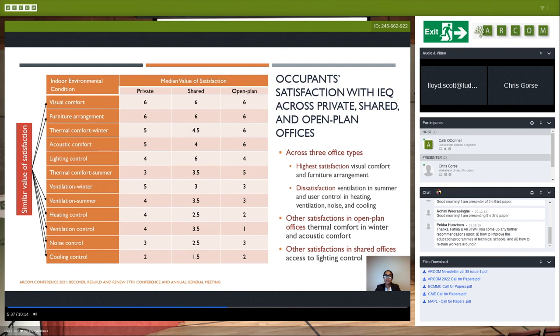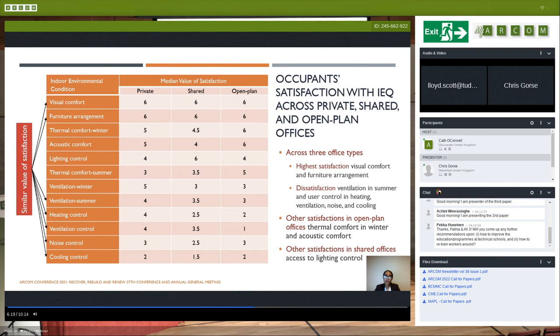The median values of the satisfaction rating given by the building occupants across three offices were compared and summarized here. As you can see here, similar values of satisfaction were observed in visual comfort, furniture arrangement, ventilation in summer, and user control in heating, ventilation, noise, and cooling. Across the three office types, again, the highest satisfaction was observed in visual comfort and furniture arrangement, whereas dissatisfaction was recorded in terms of ventilation in summer and user control in heating, ventilation, noise, and cooling.